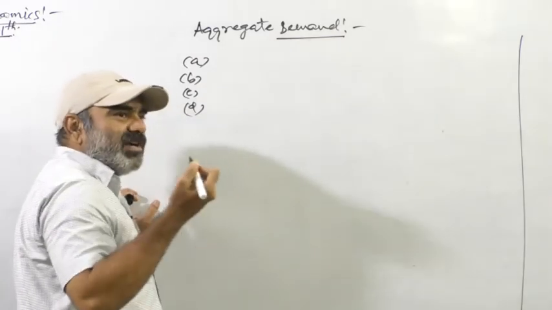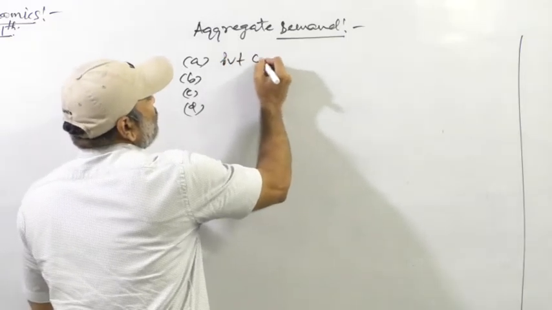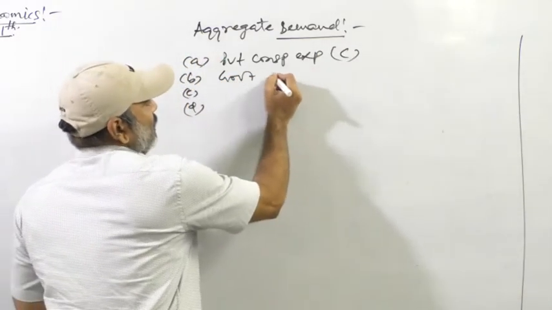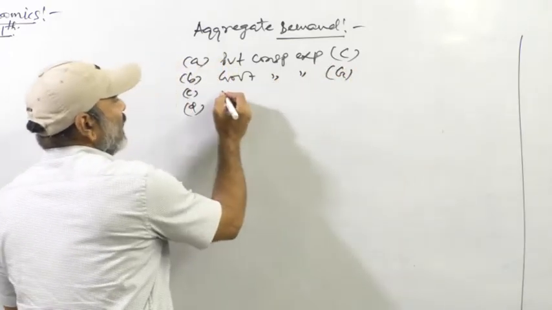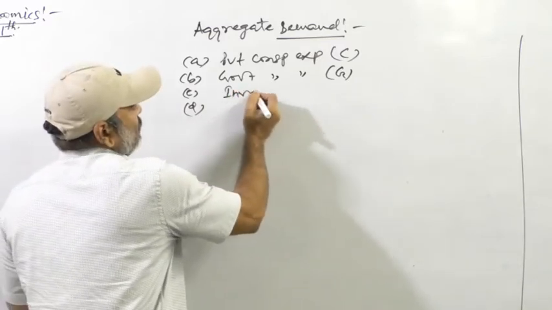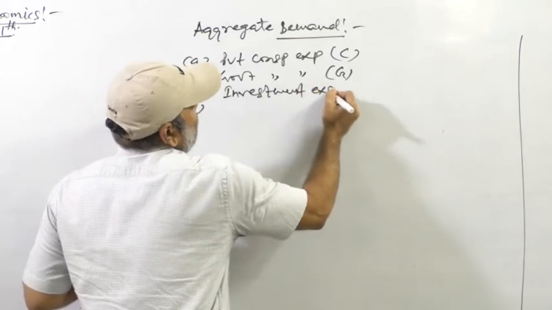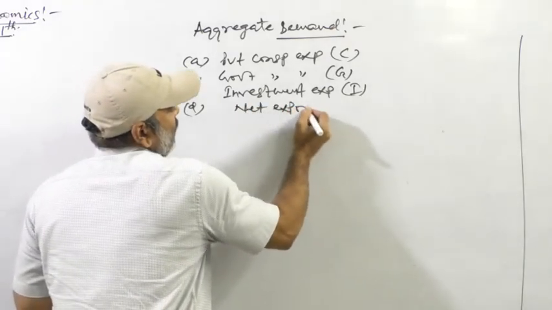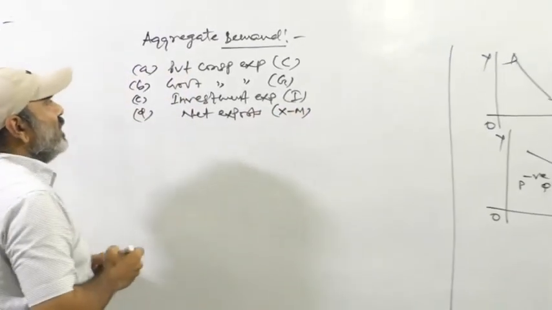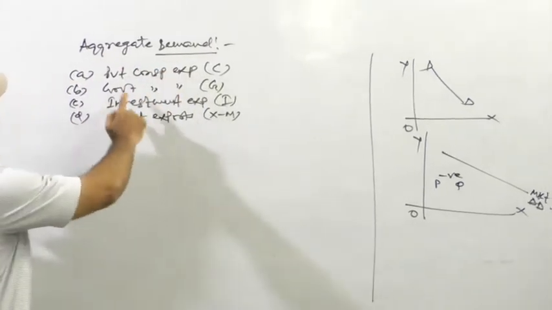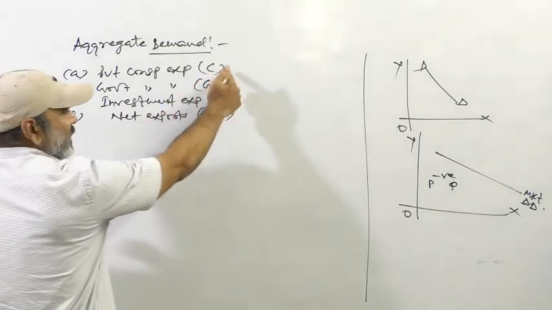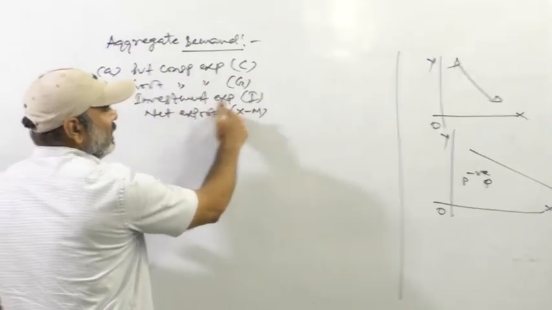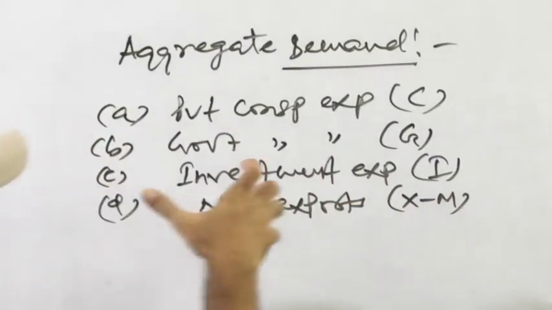That is private consumption expenditure, government consumption expenditure, investment expenditure, this is I, and net exports, this is X minus M. So there are four components of aggregate demand: private consumption expenditure represented by C, government consumption expenditure represented by G, investment expenditure that is I, and net export that is X minus M.